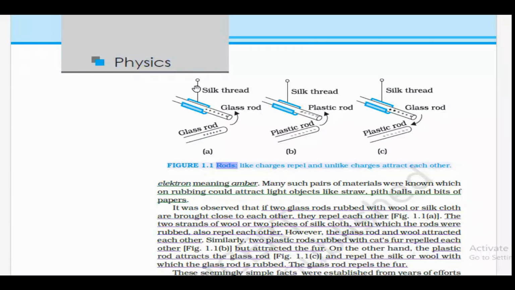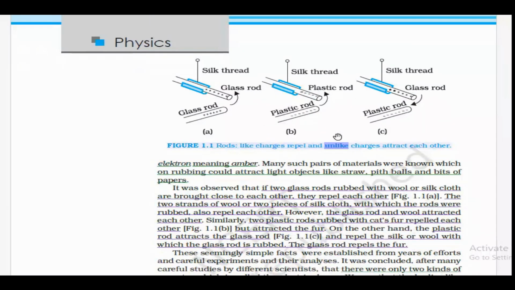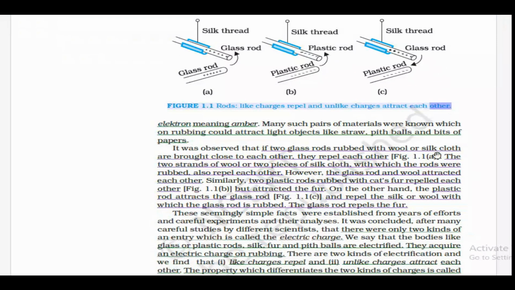Like charges repel and unlike charges attract each other. Figure 1.1. Many such pairs of materials were known which, like amber, on rubbing could attract light objects like straw, pith balls and bits of paper.